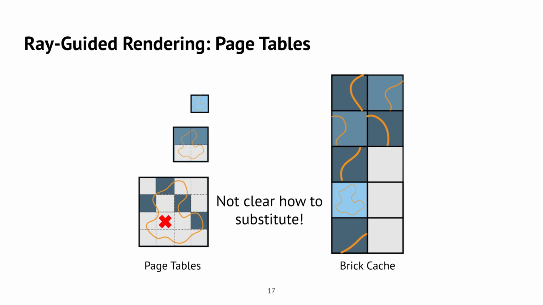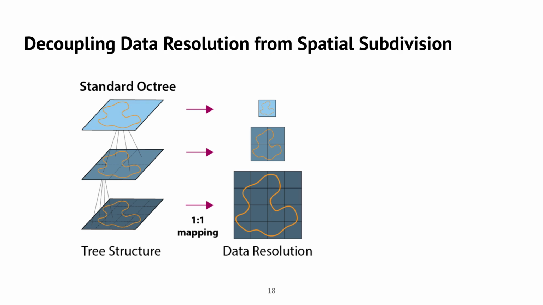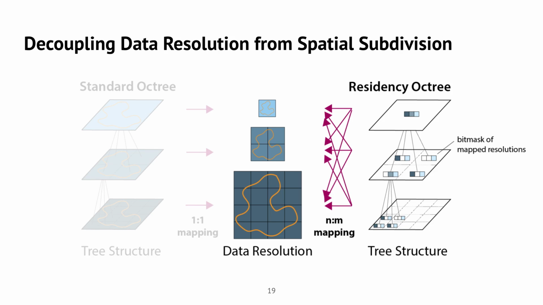Wouldn't it be cool to have the direct access that page tables provide, but also have the security of octrees when it comes to skipping empty space and substituting missing data? And this is where the Residency Octree comes in. The problem with octrees is that bricks and nodes are intrinsically coupled, so we have this one-to-one mapping between them. Now with our approach, the Residency Octree, we decouple the spatial subdivision determined by the octree from the resolution levels in the dataset. So instead of mapping each octree node to a single brick, we map each node to a set of bricks in each resolution level.